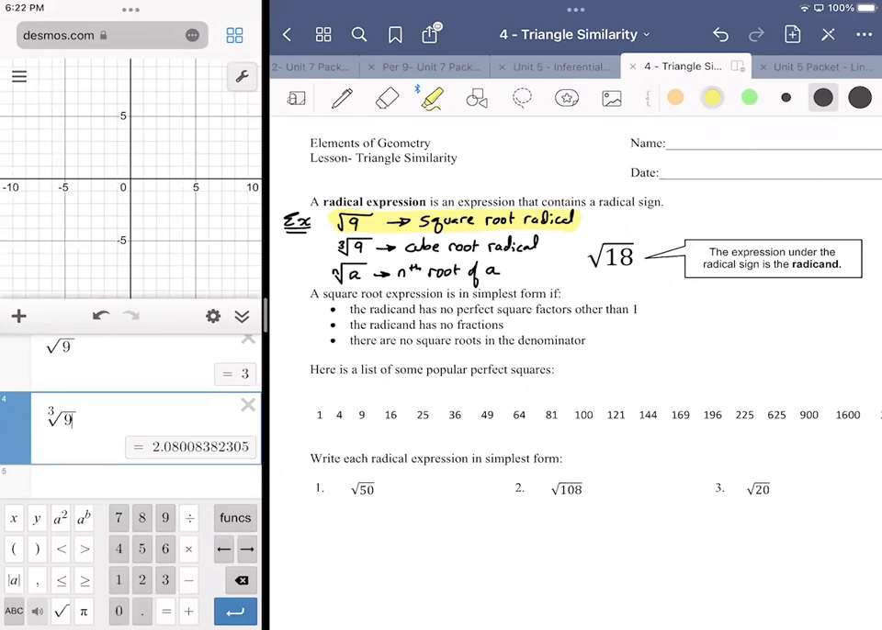So a couple of bullet points. A square root expression is in simplest form if the radicand has no perfect square factors other than 1. And that's what we call the trivial case. The radicand has no fractions. There are no square roots in the denominator. Right? You could technically have more than one square root in the denominator of a fraction, right?